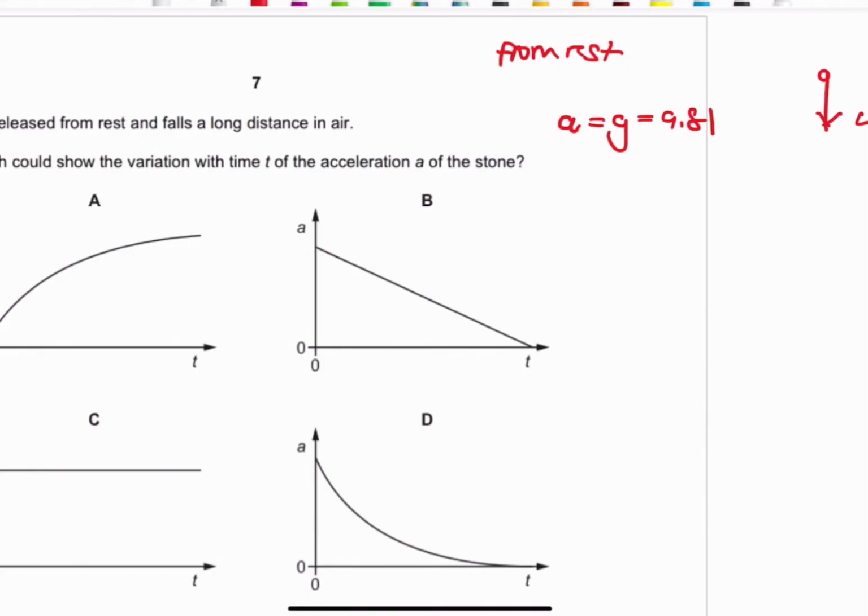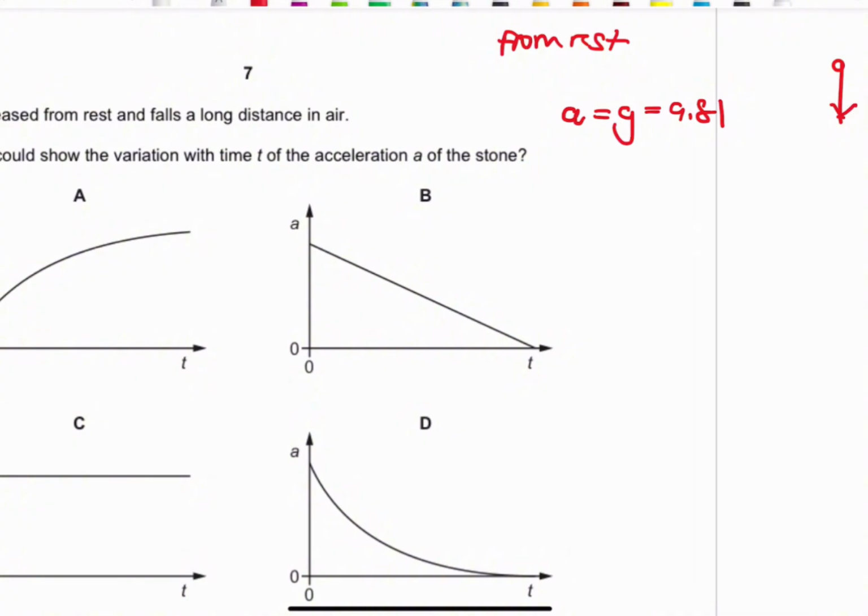But if the stone begins to fall, air resistance begins to act. Let's assume the stone is here. It will be falling, but acting upwards, we will have air resistance opposing the motion of the stone. So this will be air resistance acting up.